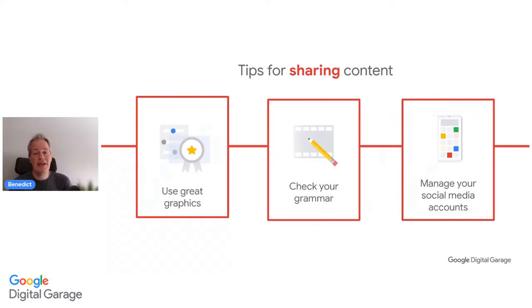Then also, for checking your grammar, there's Grammarly. Thanks so much, Daryl. It helps you to check all your writing for grammar mistakes and can be added as an extension on your browser. And then to manage your social media accounts, there's Hootsuite, for example. That's a very useful application for managing social media network channels, often referred to as a social media management system or tool.